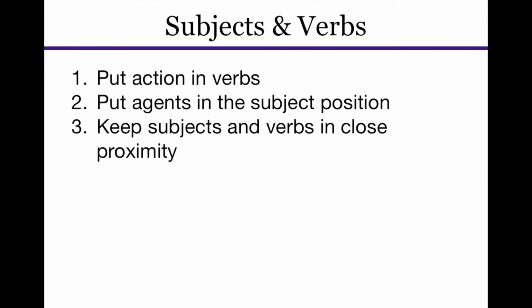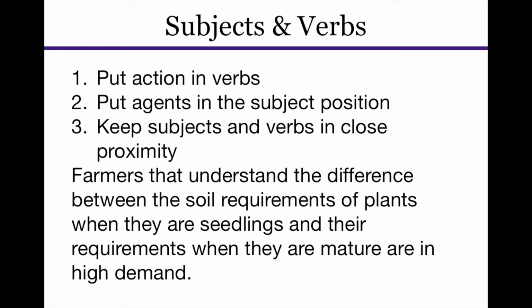Principle 3 is to keep subjects and verbs close together. This is because the average reader can be easily distracted if you put long strings of extraneous information between subjects and verbs. Take a look at this example. What's this sentence about? Can you figure it out if you give it a quick read? If you had trouble, it's because there's a lot of extraneous information here interrupting the connection between the subject, the farmers, and the predicate are in high demand. How can this sentence be improved?